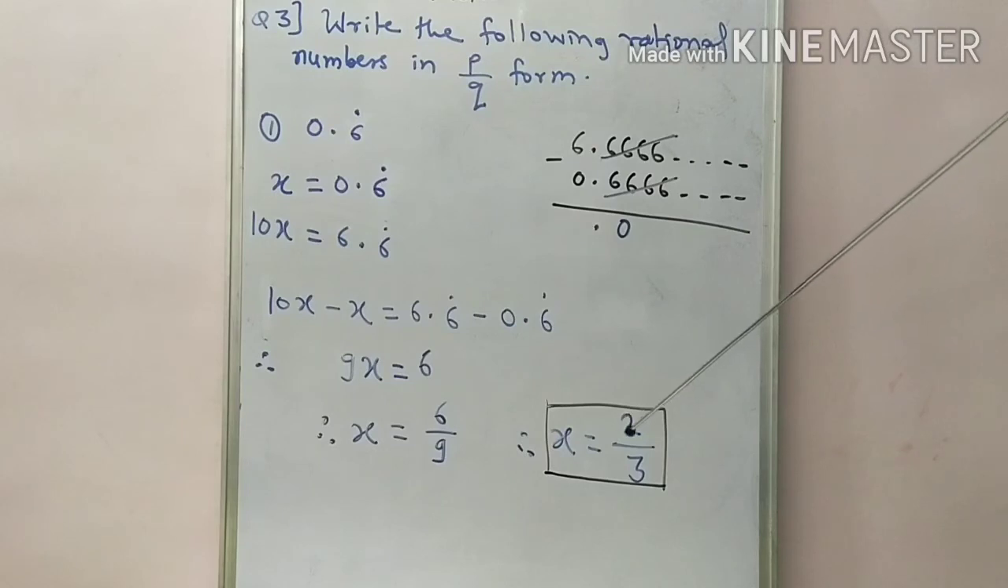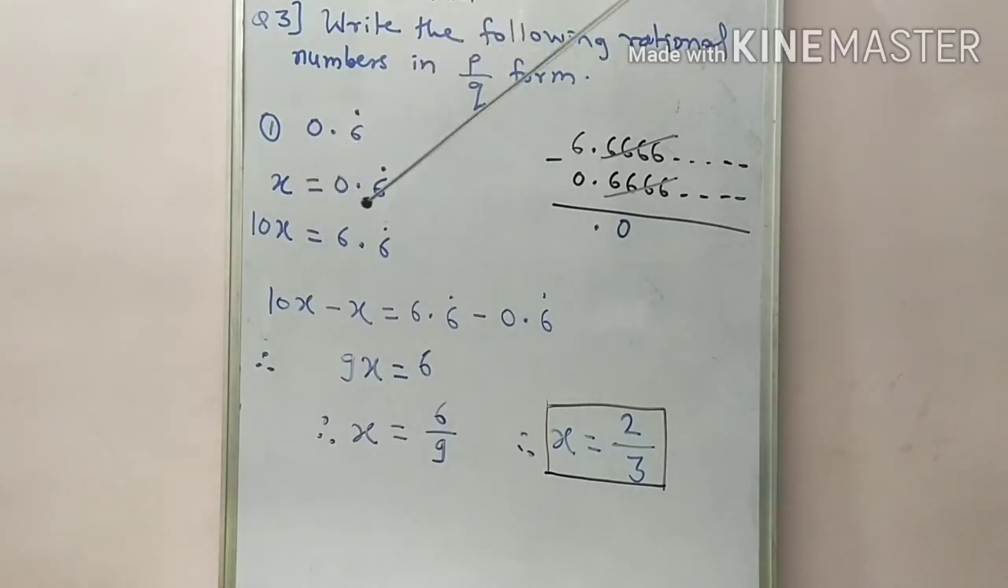As you divide 2 by 3, you do this division, and you will get the decimal form as the answer, 0.6 recurring. So this is the decimal form, and here we convert it into P upon Q form. Okay students, understood this? What are the steps?